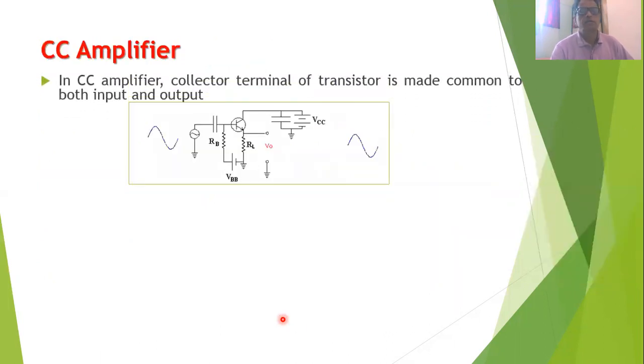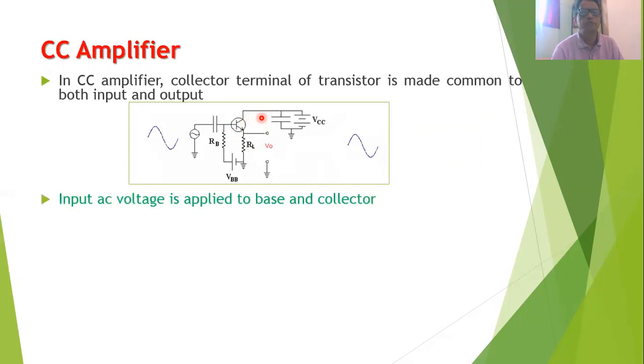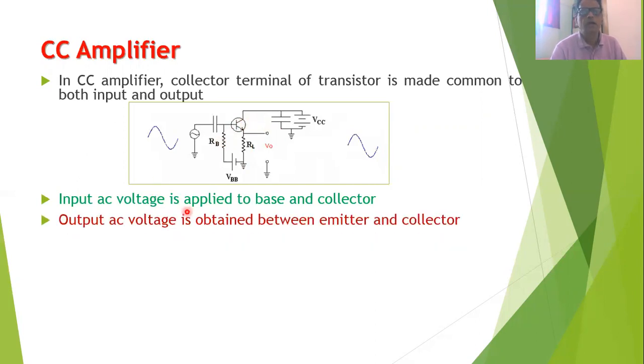Now let us see the circuit diagram of the common collector amplifier. You will find that this is our transistor and this is the collector terminal of the transistor. This collector terminal is connected to a capacitor and the other terminal of the capacitor is grounded. So this will ensure that the AC potential at the collector is 0. That is, the collector terminal of the transistor is made common to both input and output. The input AC voltage is applied to the base and the output AC voltage is obtained at the emitter of the transistor as shown in this diagram.